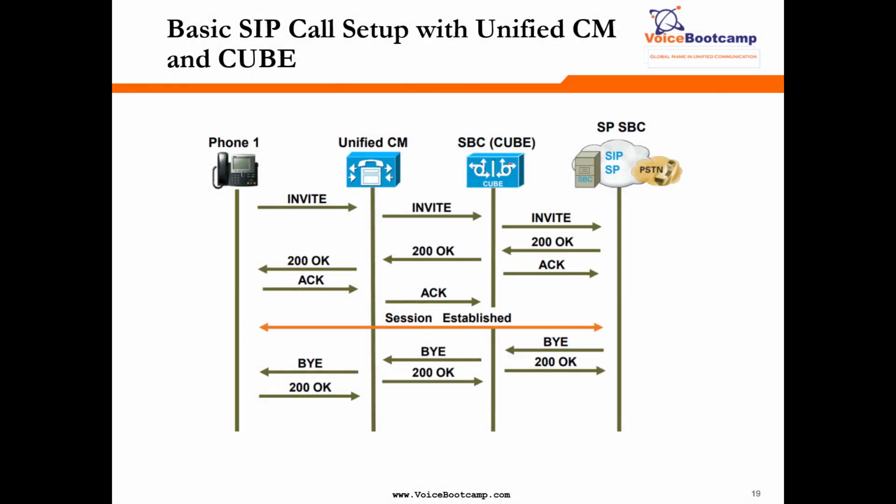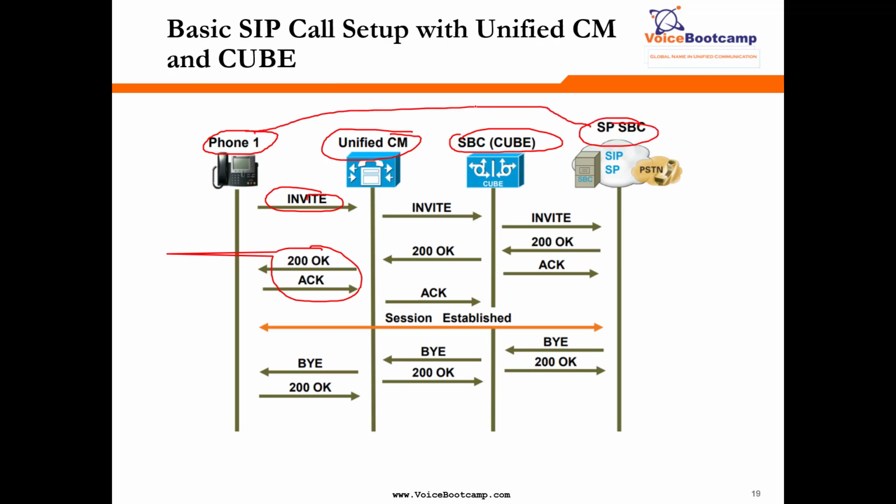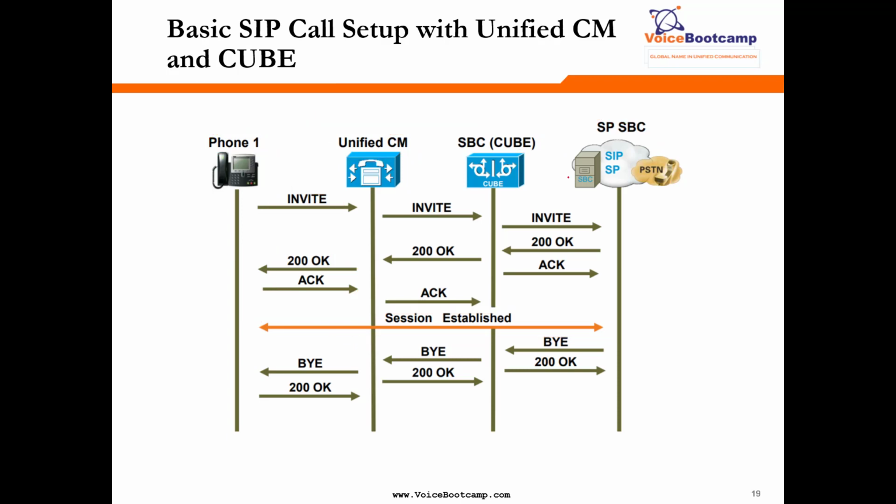Now this is an example when you have more advanced, additional devices in between. So you can see one proxy here, or a CUBE device. In that case, all signaling will be local between the two devices. So you will never have signaling between phone 1 all the way to the SBC at the service provider. That's not going to happen. However, look at the RTP session: RTP will always be between phone 1 and the final destination.